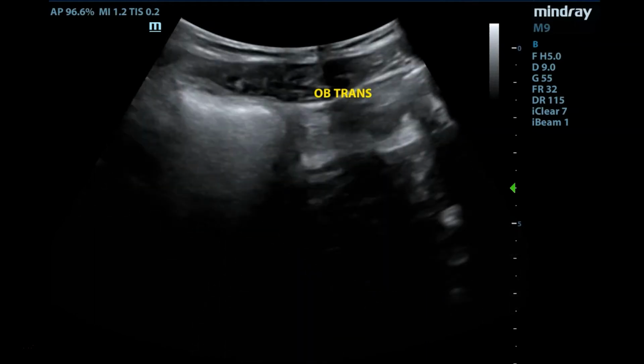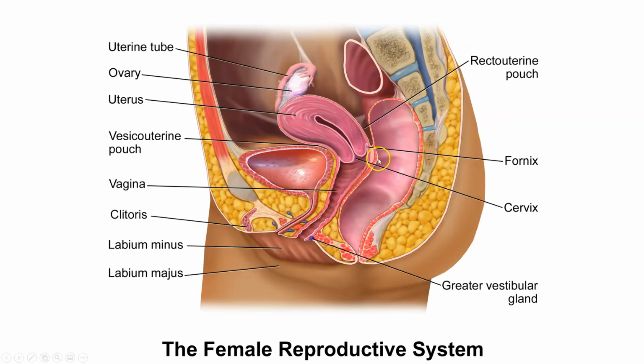And just to give you an idea of where that is anatomically, you're looking and you're expecting it to be either in the vesicouterine pouch between the bladder and the uterus, or in the rectouterine pouch. It's usually easiest to see it in the vesicouterine pouch in my experience. Okay.